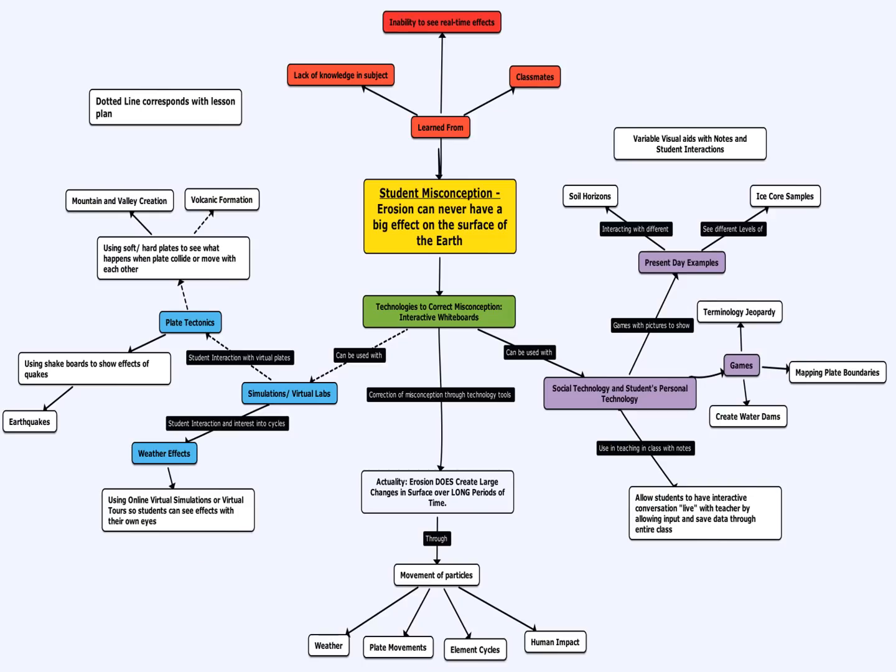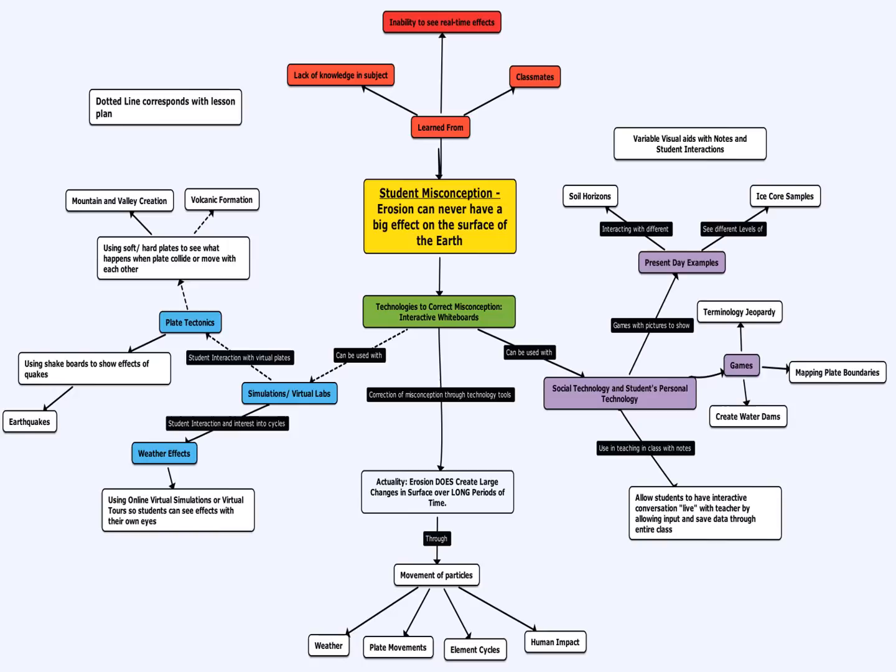As I stated on the last slide, here is my concept map. This map was designed for the use of technology in a lesson or unit that would address the misconception that you can now see in yellow, that would come from the outside factors such as lack of knowledge in subject or classmates as seen in red. Using Smartboard technology, we can see that two technologies could be used to counter these issues: simulations in blue and social technologies in purple.